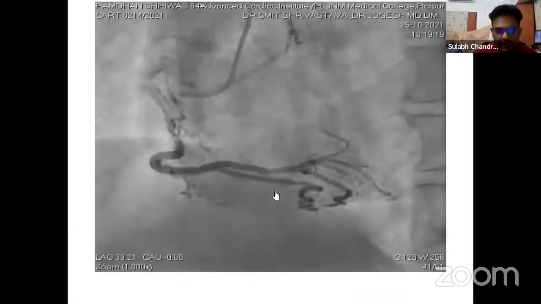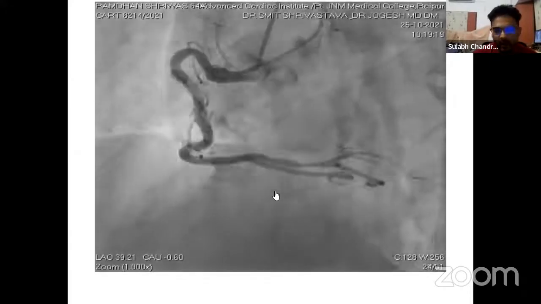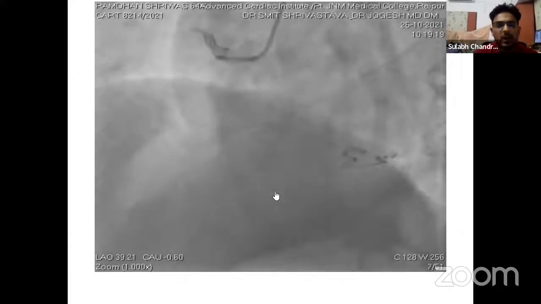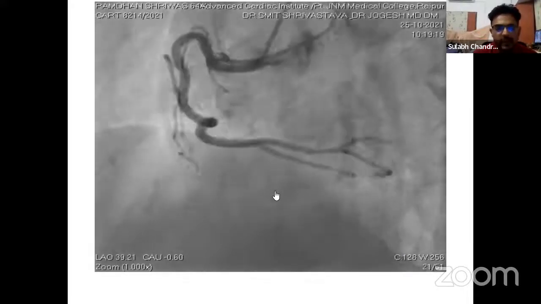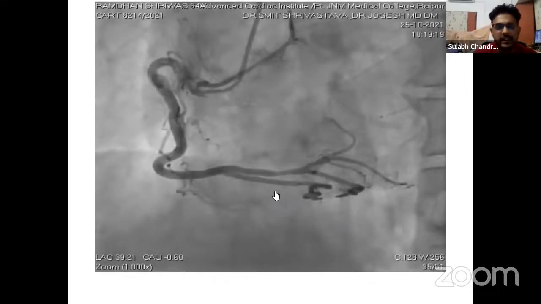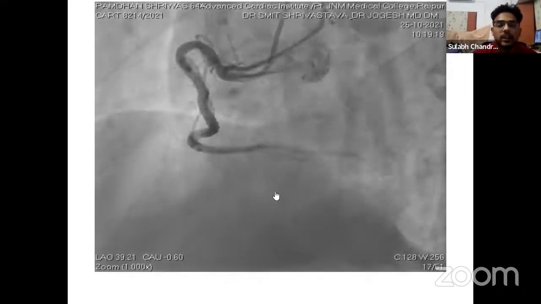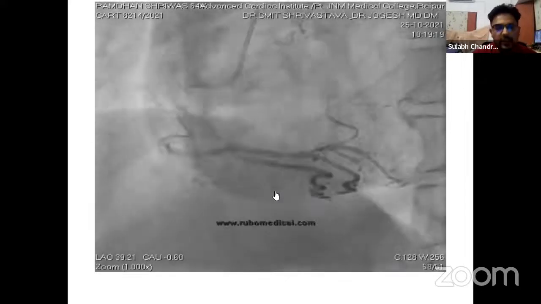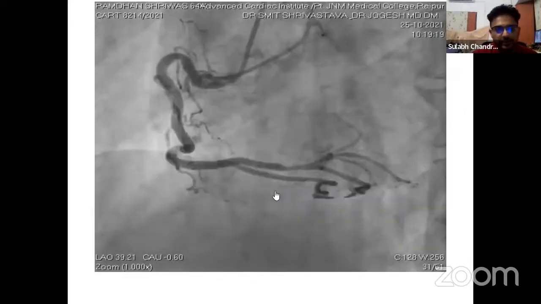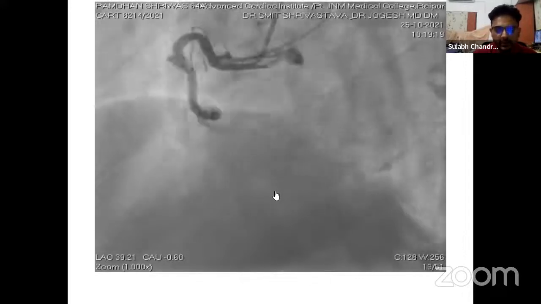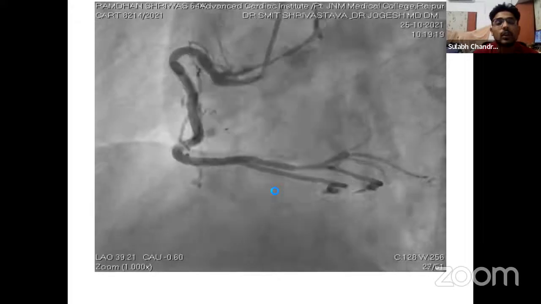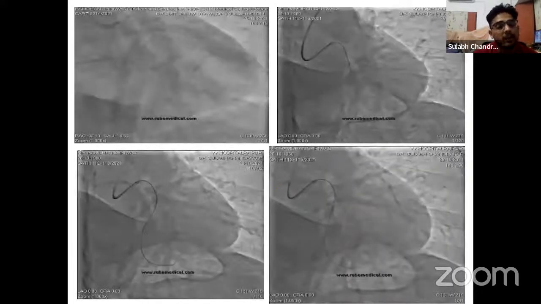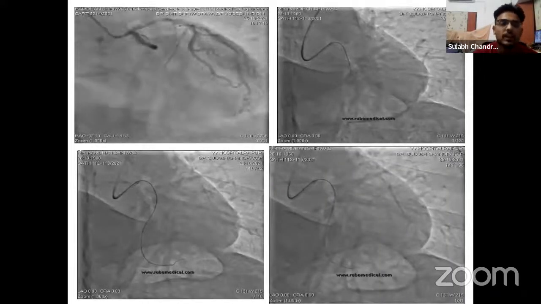The patient was actually advised CABG by this hospital, but the patient was not willing for CABG because his brother had died during CABG, so he was reluctant. Moreover, the LCX target lesions, distal targets, were not visible, so I feel that CABG was not a good option, and the patient was also not willing for it. So after explaining to the patient, we went for angioplasty.